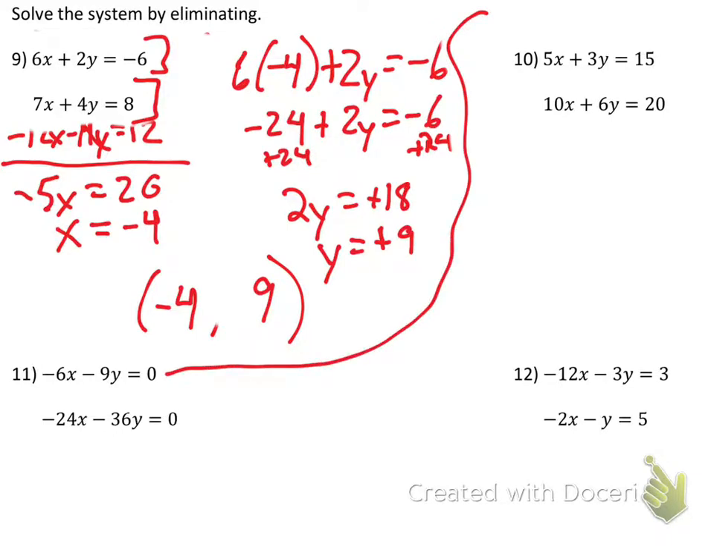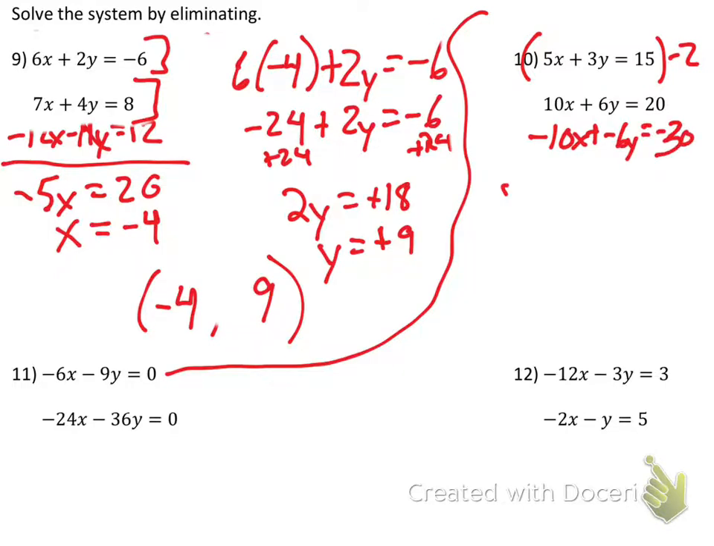All right, we'll do number 10. For number 10, I see that you could do it 2 ways. You could try to match up the x's, or you could try to match up the y's. If I were to match up the x's, I would need to multiply this top one by negative 2, because that would give me negative 10x plus negative 6y is equal to negative 30.